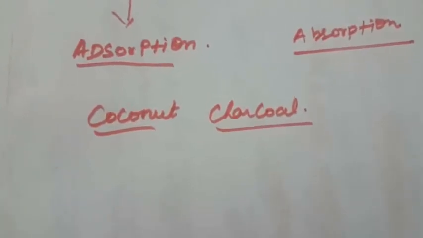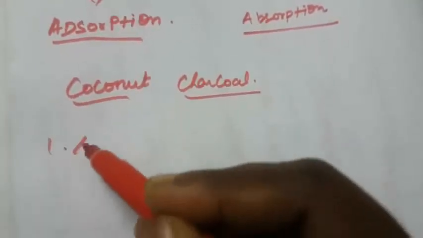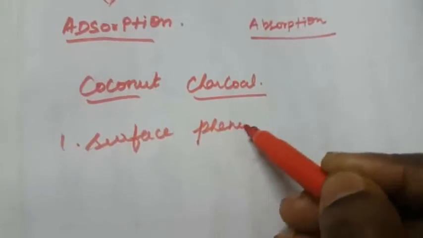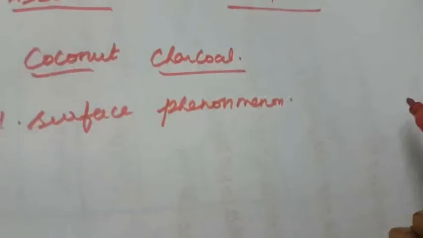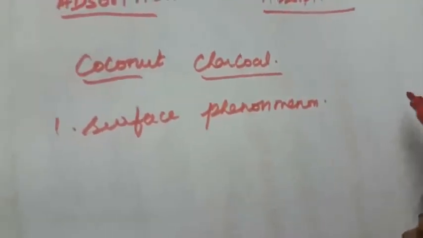Okay, so what is meant by adsorption? It is a surface phenomenon. It takes place only on the surface. Okay, so what is absorption? It goes deep into the bulk of the substance. So that is absorption, and this is adsorption.